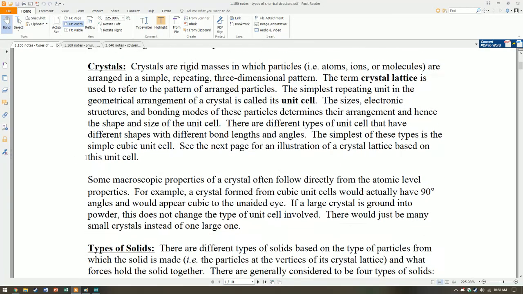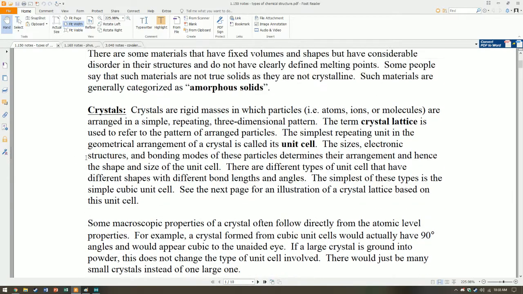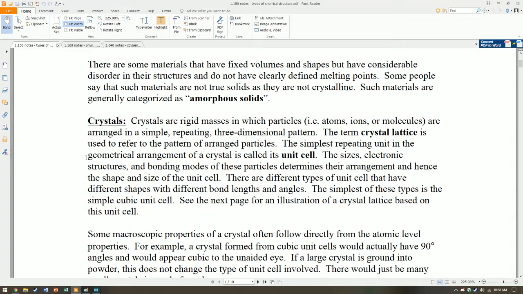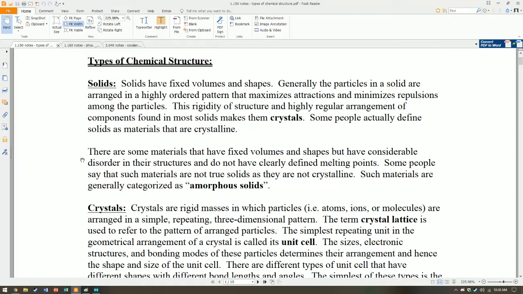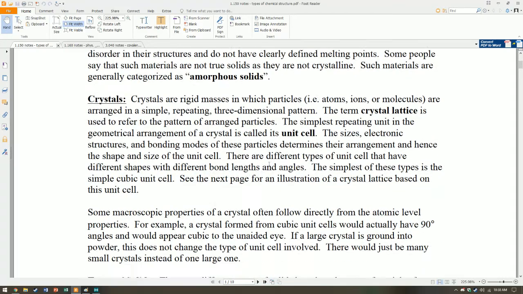So yeah, that's really it. The sizes, electronic structures, and bonding of these things depends on the size and shape of the unit cell, and since there's so much variation, we don't tend to study it in that much detail. And there are some materials that have fixed volumes and shapes but have considerable disorder in their structures and don't have defined melting points. We call these amorphous solids.